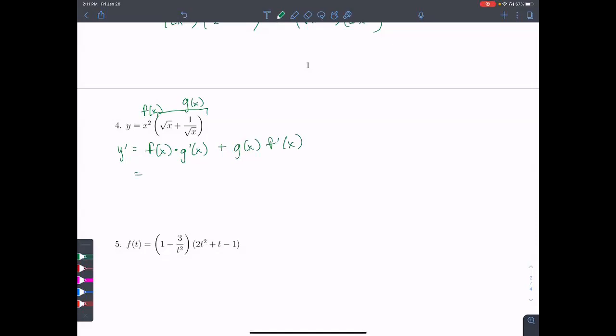Then you have x squared times g prime. This is an x to the 1/2. So 1/2 x to the negative 1/2 plus this guy is already x to the negative 1/2. So it becomes negative 1/2 x to the negative 3/2. I'll work that out in just a second. Plus g of x, which is the square root of x plus 1 over root x, times f prime, which would just be 2x.